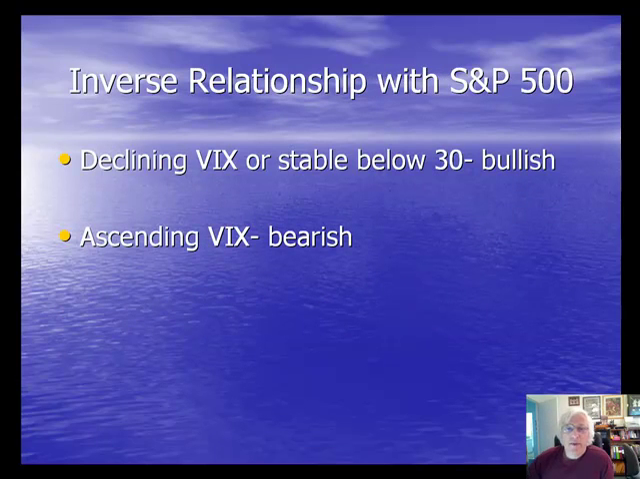The most important thing that we need to know is that most of the time the VIX has an inverse or opposite relationship with the S&P 500. So a declining VIX or a calming of the market or a stable VIX under 30 is a bullish signal, and we should treat our investments in that regard. An ascending VIX, or one heading to the moon, particularly if it's going up rapidly, is a very bearish signal, and we need to take more caution with our investments.